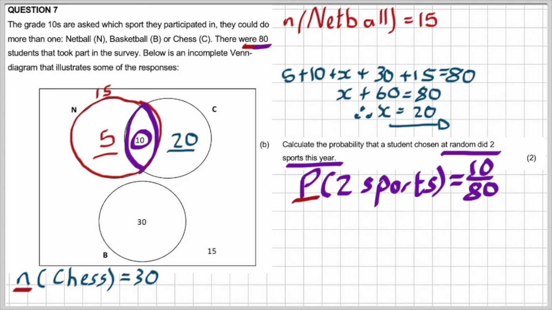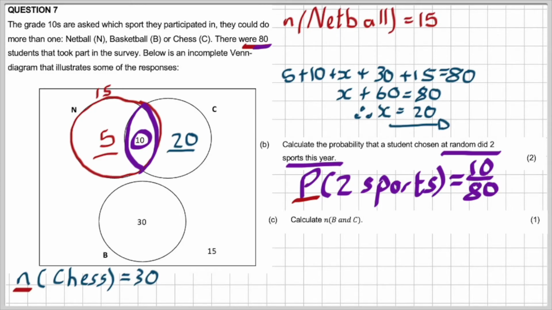P of means probability of. So the chance of. And that is 10, because there's 10 in the overlapping, over 80. Why 80? Because we looked at 80 kids in total.